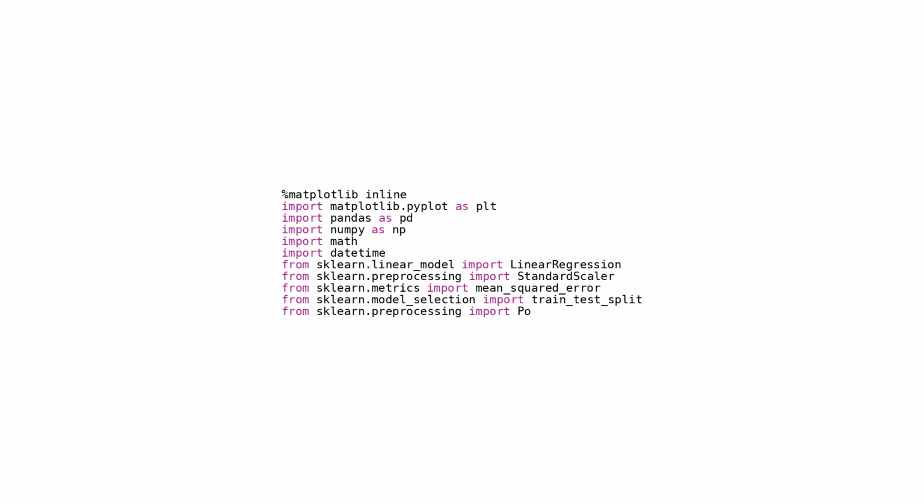9. Train test split from Sklearn. Model selection used to split the dataset into training and testing sets. 10. PolynomialFeatures from Sklearn. Preprocessing used for generating polynomial features. These libraries and modules are essential for tasks such as building machine learning models, data processing, splitting data for training, and evaluating model performance. Together, they create a robust environment for data analysis and model development in Python.